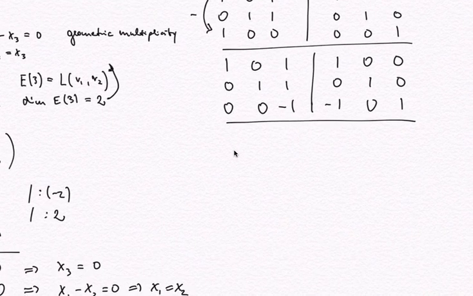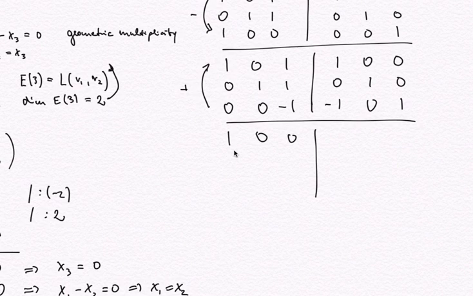Second column looks already good. I just have to clean out the third column here on the left-hand side. I am going to add the third row to the first. 1 plus 0, 1. 0 plus 0, 0. 1 plus minus 1, 0. That's what I wanted. 0 plus 0, 0. 0 plus 1, 1.